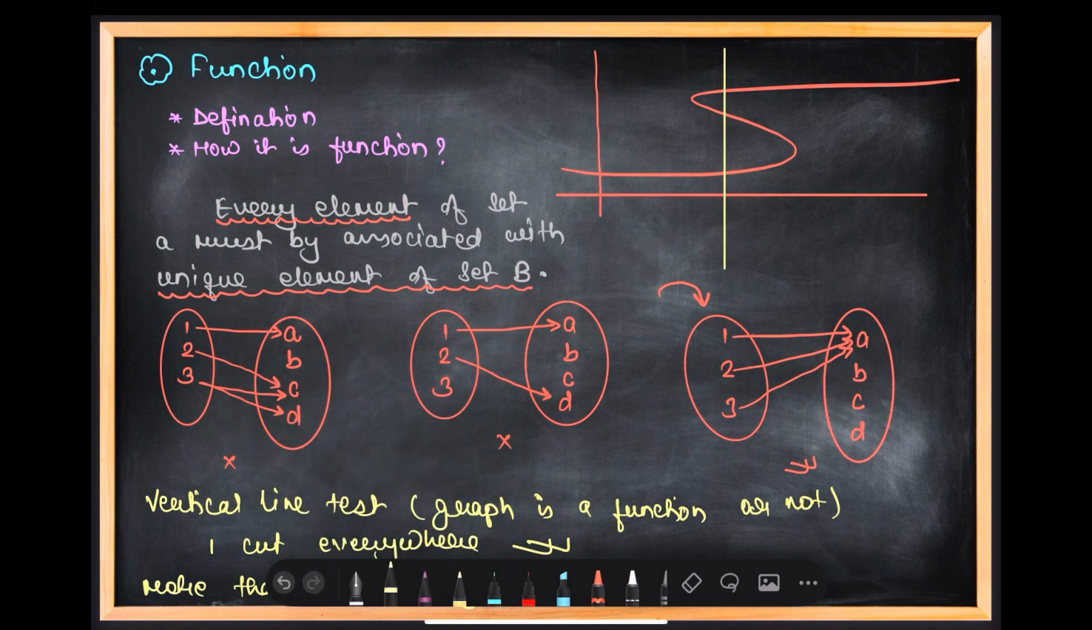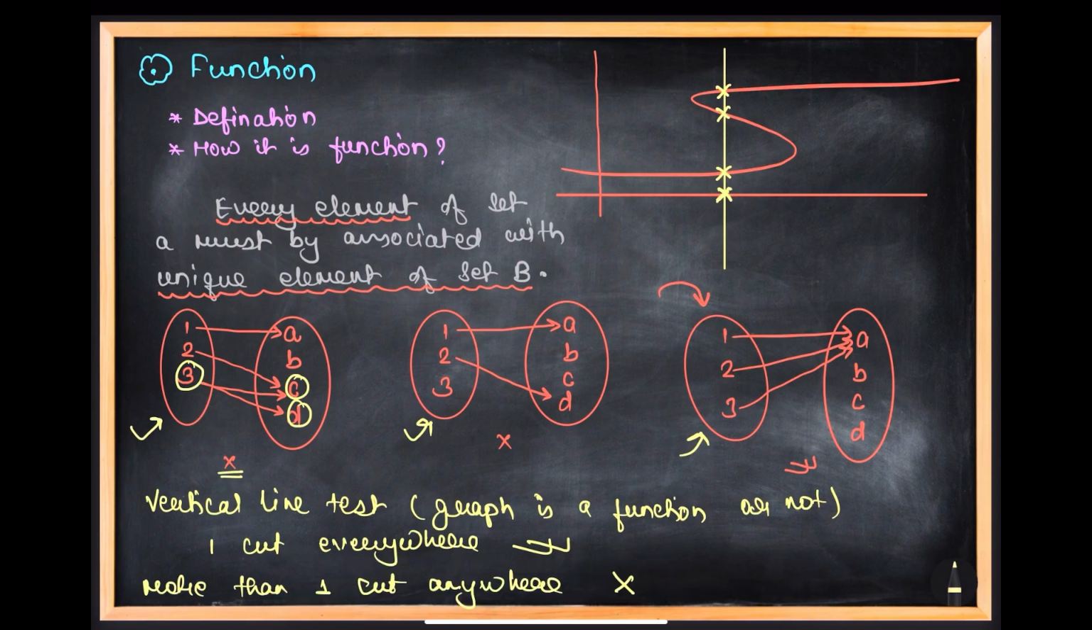Because look, the set A is the domain, the set B is the codomain or range. If you observe, for this input, the function is producing this output as well as this output as well as this output. For a specific input, you are having multiple outputs, which is not possible. For a specific input, you cannot produce multiple outputs. If it is one input, one output, it's correct. So this is the idea of a function.